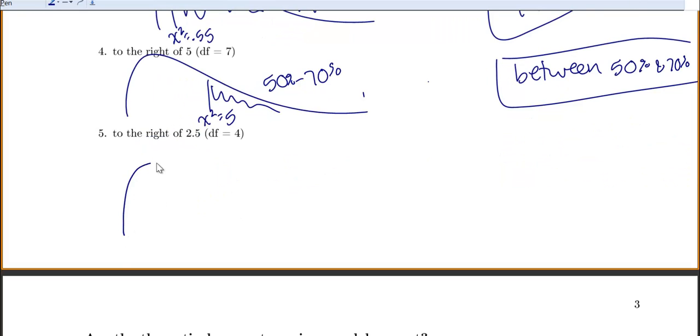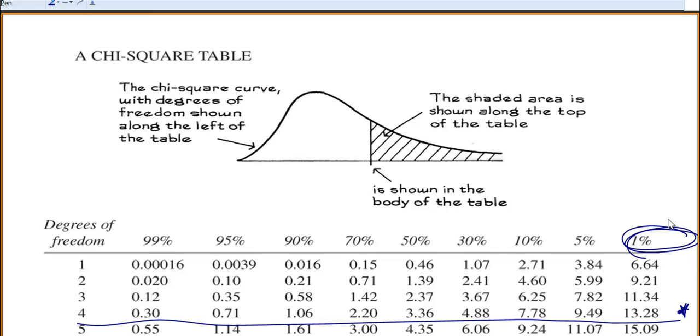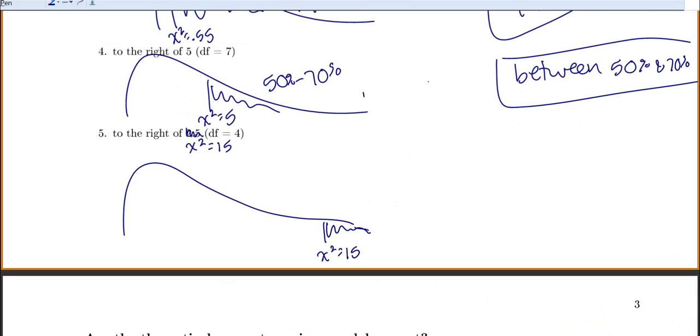And number 5, let's find the area to the right of 2.5. Actually, let's change that. Let's find the area to the right of chi-squared equals 15. So here's chi-squared equals 15. We want to find the area to the right. We have 4 degrees of freedom. So 4 degrees of freedom, we're looking for 15. Notice 15 is going to be somewhere off here, so the area is going to be somewhere off here. So what we're going to say is that the area is less than 1%.